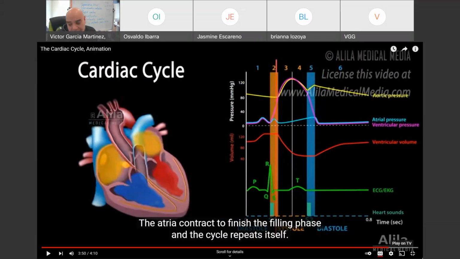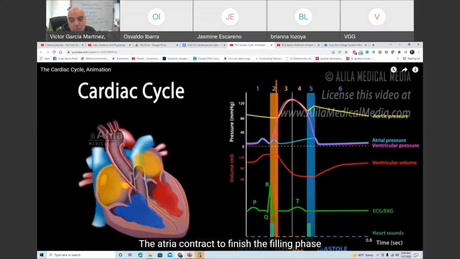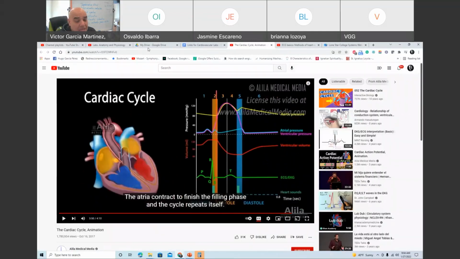Guys, I know this can be overwhelming. If you watch this video several times, it's going to be easier for you. But you need to understand this sequence. You need to understand the sequence of the flow of blood inside the heart. You need to understand the difference between pulmonary circulation and systemic circulation, because this is the base for cardiovascular physiology.